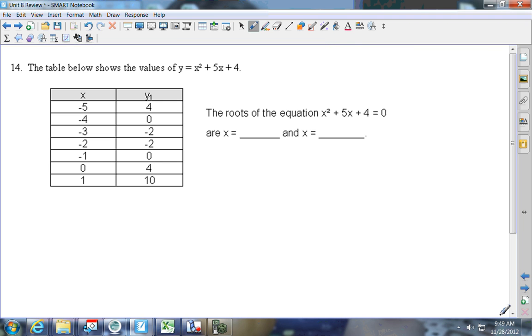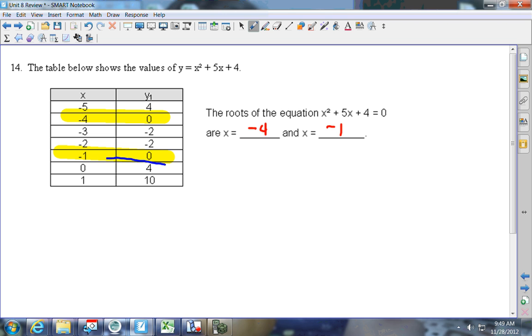All right, here's the next one on the tables. When you're trying to find your roots on the tables, what are you looking for? Where the y is 0. So there is one of them. And there's the second one right there. So I have -4 and -1.